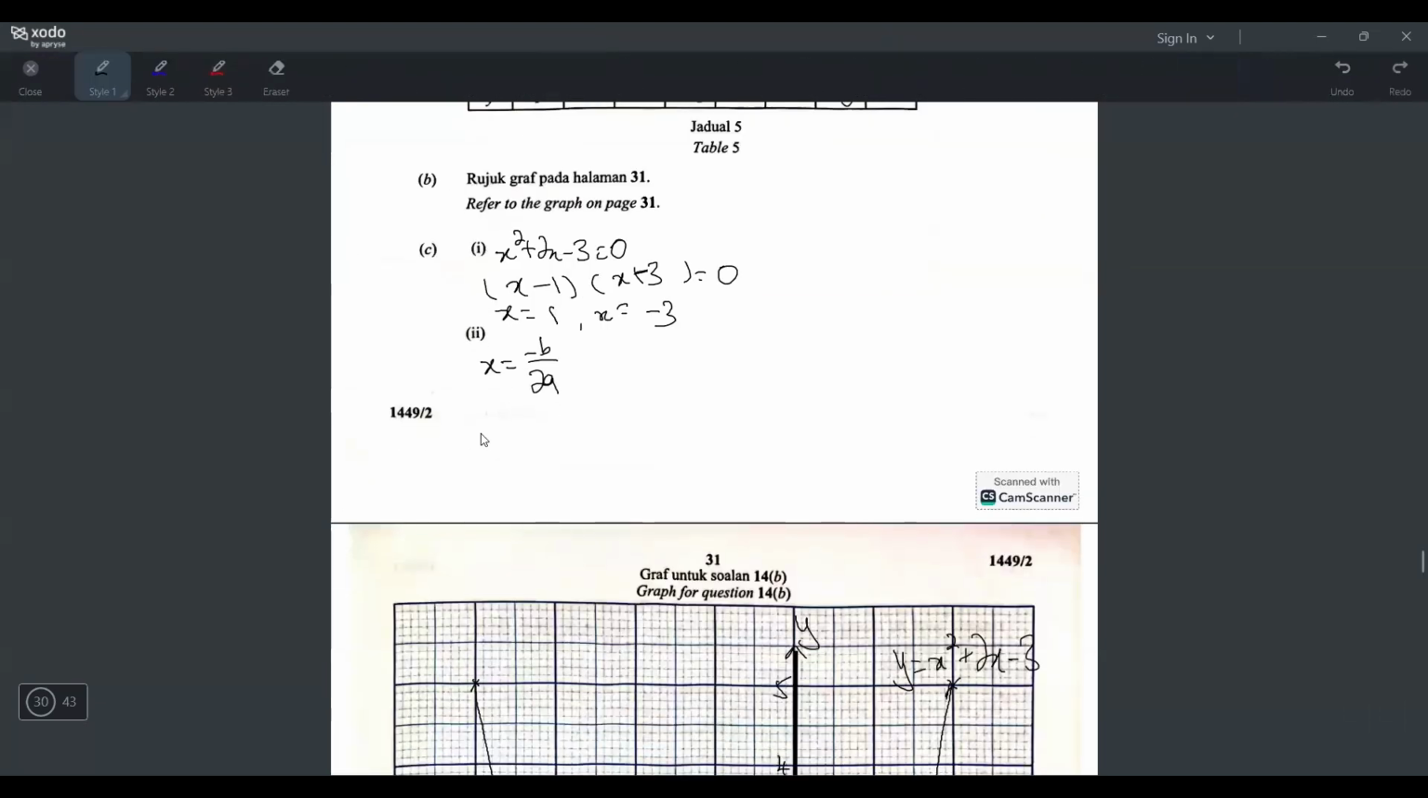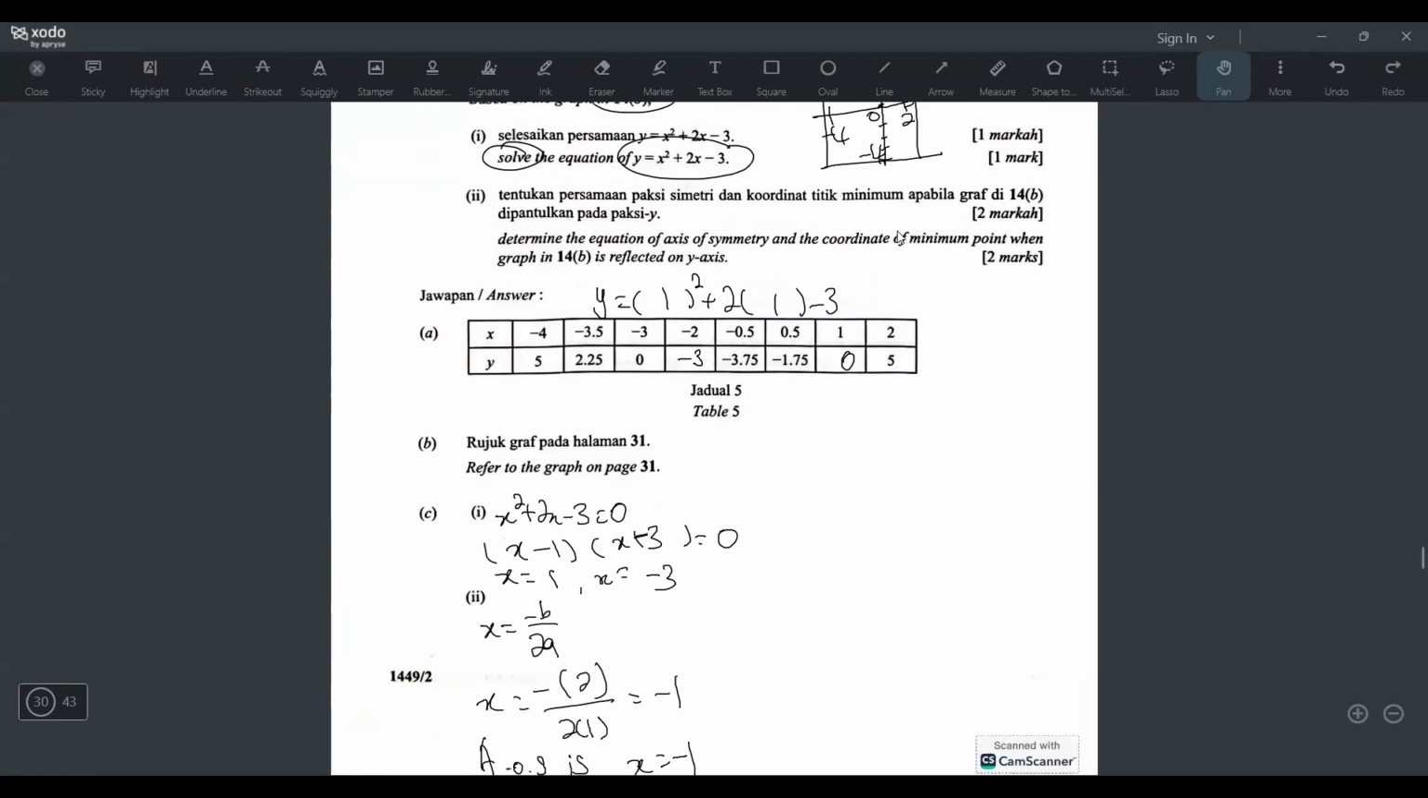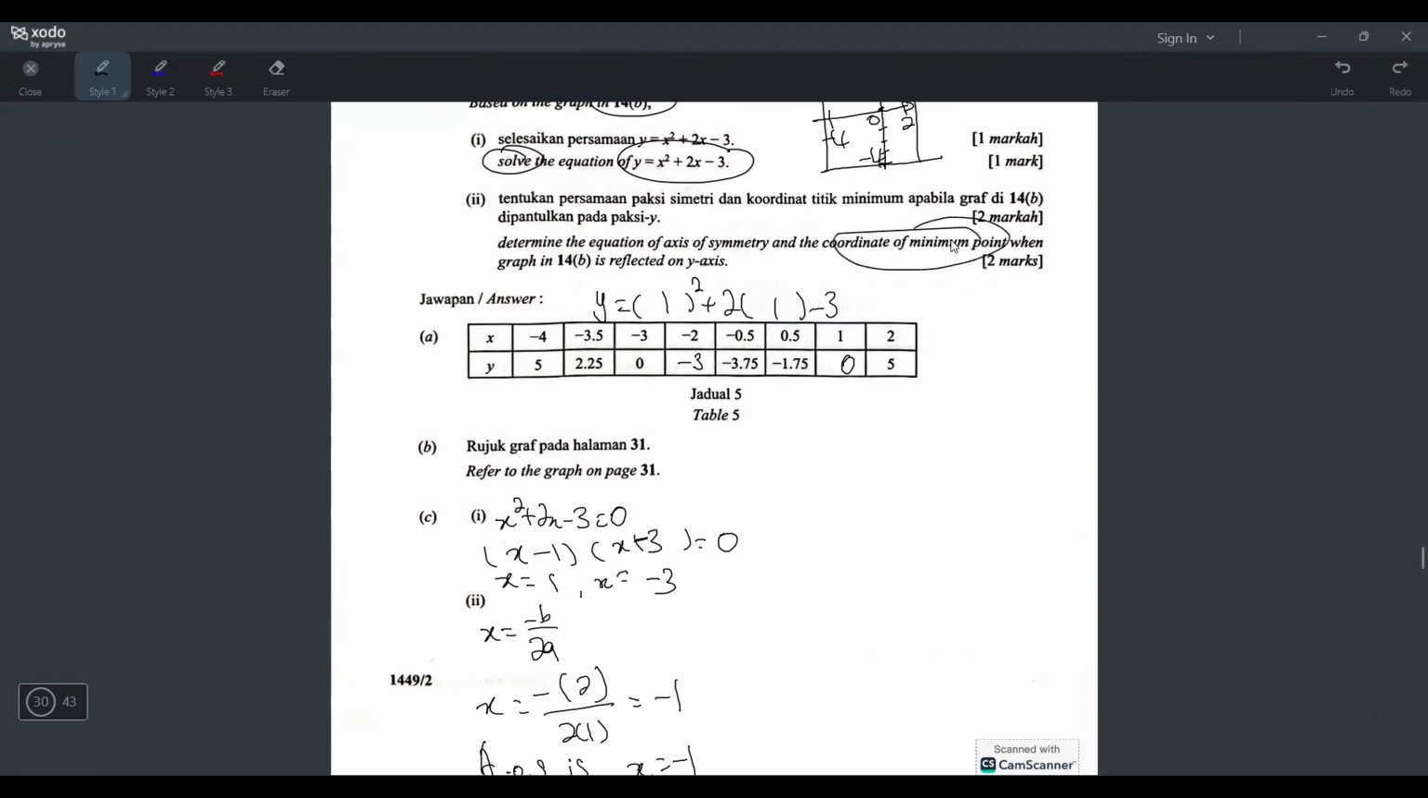I'm just going to use negative b over 2a. So b is 2 and for 2a, a is 1. If you press this, you get negative 1. But what if you take this number and this number, add them and divide by 2? Same, you get negative 1 also. So it means the axis of symmetry is x equals negative 1. I know later they say reflected on the y-axis, but you worry about that later. Let's find the coordinate of the minimum point before reflection first.